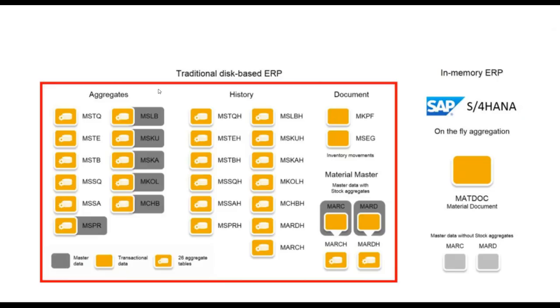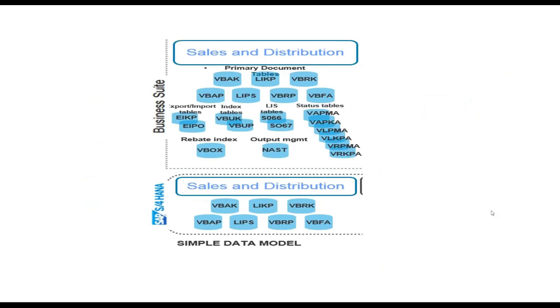In a typical ERP suite, as you can see on the left-hand side, traditional ERP disk-based, you have this many tables to store the material document, aggregations, and histories, including the master data for material. With SAP S/4HANA, we build on-the-fly aggregation by leveraging the power of HANA, and all of that gets converted to a single table called MATDOC, the Material Document Table. Similarly, in the sales and distribution area, you had this many tables in the business suite, your typical ERP, and now they've been boiled down to only a few of these tables.